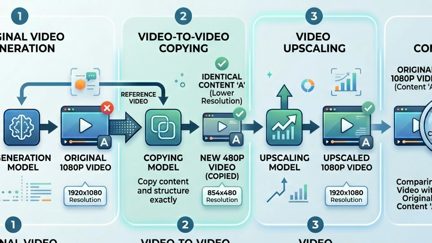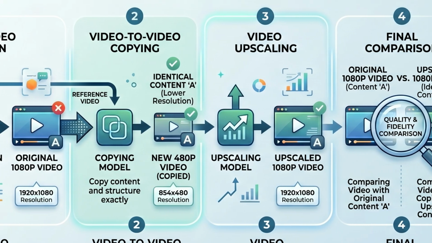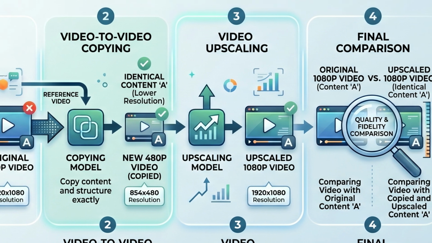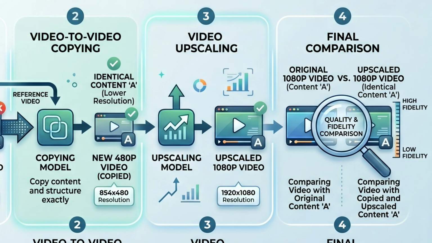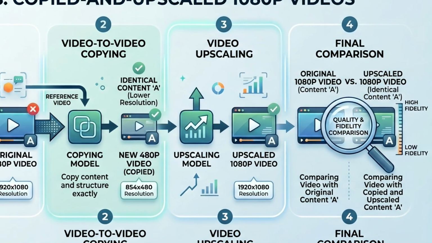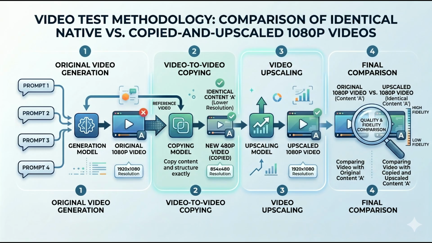So in order to address that, I used the same prompt, but I also used the 1080p video that was generated before as a reference to the 480p generation. So what I got was a new video that looks exactly like the 1080p, but now it's in 480p. So that allowed me to use the 480p generation to upscale to 1080p, and then I had a direct comparison between the same videos at the same resolution, but one was generated natively and the other was upscaled.